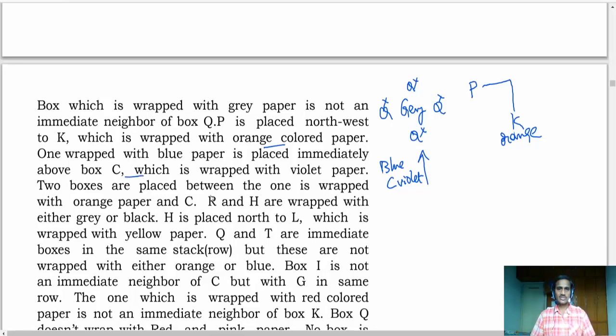And 2 boxes are placed between the one wrapped with orange and C. How many are there between C and orange? 2. Orange is here, so orange will be on the right hand side. So between C and K there are 1, 2, then K is orange. C is violet, and above this C is blue. So C, blue, blank, blank, K. In two places there are some boxes. So altogether there are 4 boxes here.